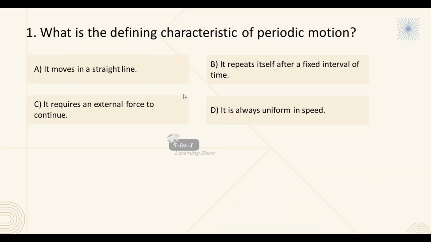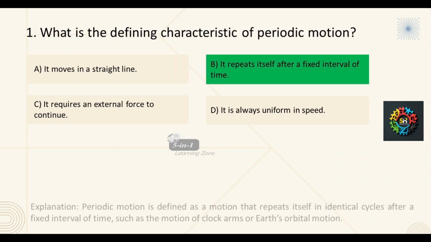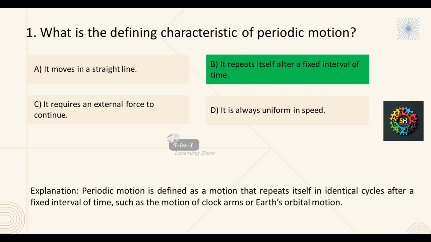1. What is the defining characteristic of periodic motion? Answer. B. It repeats itself after a fixed interval of time. Explanation. Periodic motion is defined as a motion that repeats itself in identical cycles after a fixed interval of time, such as the motion of clock arms or Earth's orbital motion.